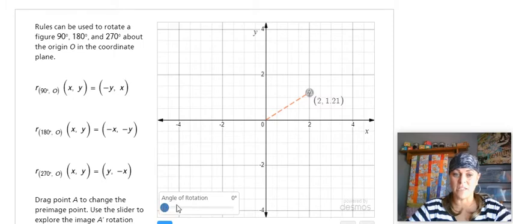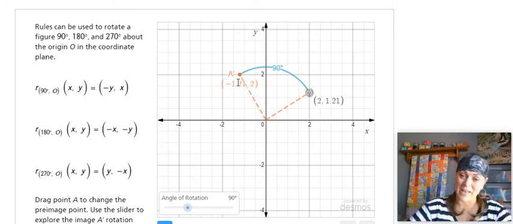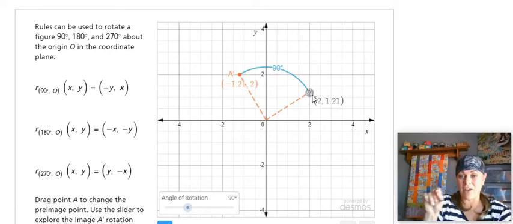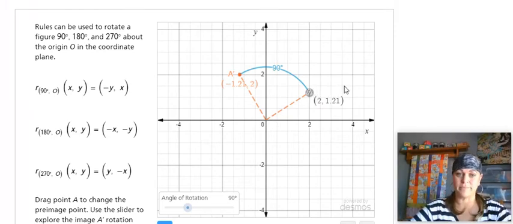So I'm going to say 90 degrees. It's going to rotate 90. Hey, look, 90 degrees. That actually looks like a 90-degree angle. The 2 is now in the y spot. The 1.21 is now in the x spot, and it's negative. So this is what that rule means. If you haven't written it down, write it down now, because otherwise any problem that you have, you're going to have to figure out this rotation, and you're going to have to count or calculate how to rotate that.